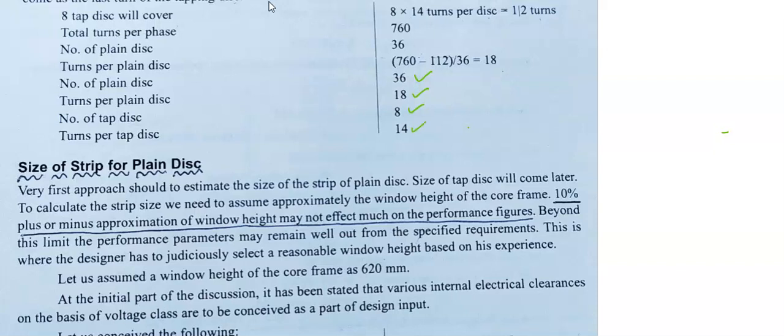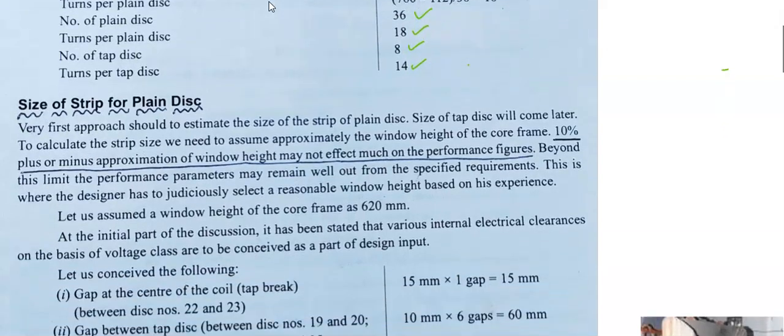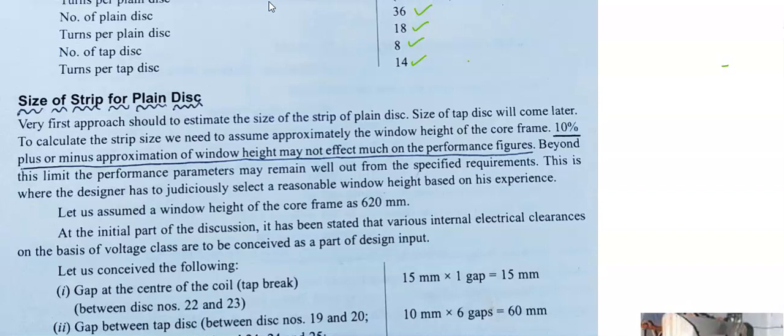Okay, today we are learning about the size of the strip for the plane disk. So what is the plane disk conductor size? Width and depth. Similarly, for the tab disk, we are also calculating width and depth.